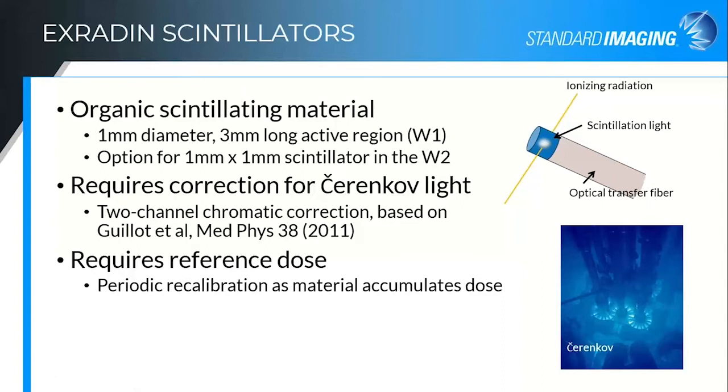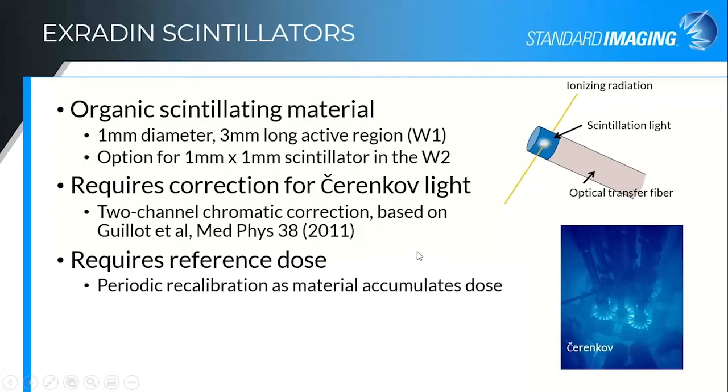So a little more detail about us. I mentioned we're using an organic scintillating material. Right now, the two options, the W1, which is our first generation device, is a 1 millimeter diameter, 3 millimeter long active scintillation region. With the W2, we have both 1x1 and 1x3 fibers. We were able to improve our collection efficiency to be able to go down to 1x1, which is really nice when you're looking at volume averaging, and that the orientation of the beam is not so critical.